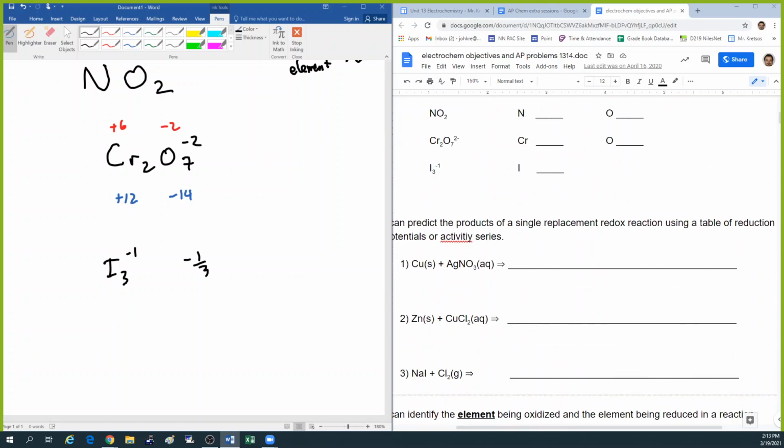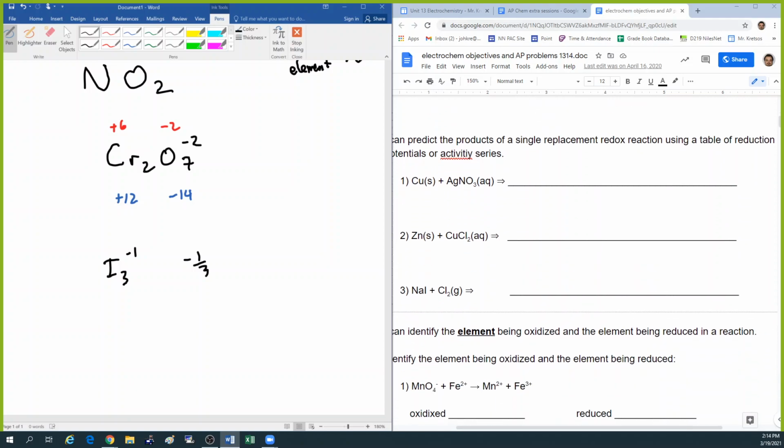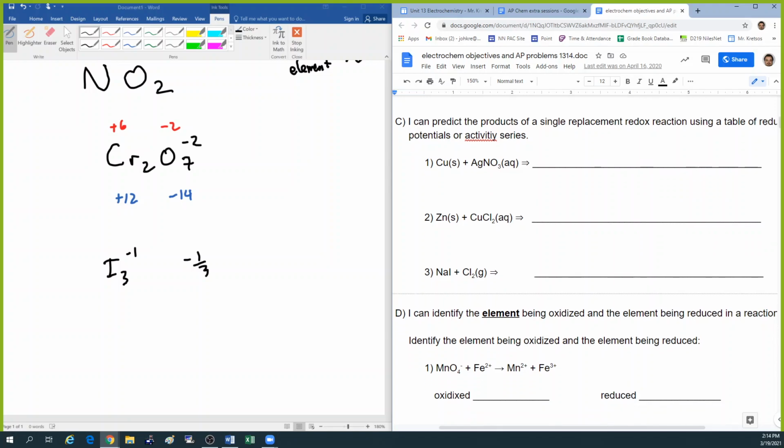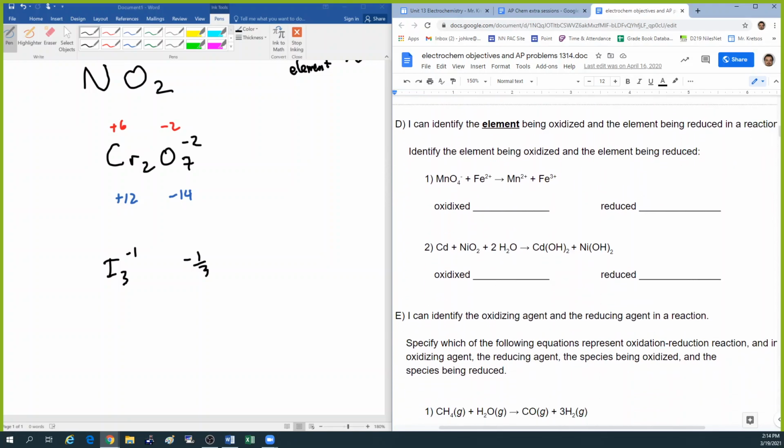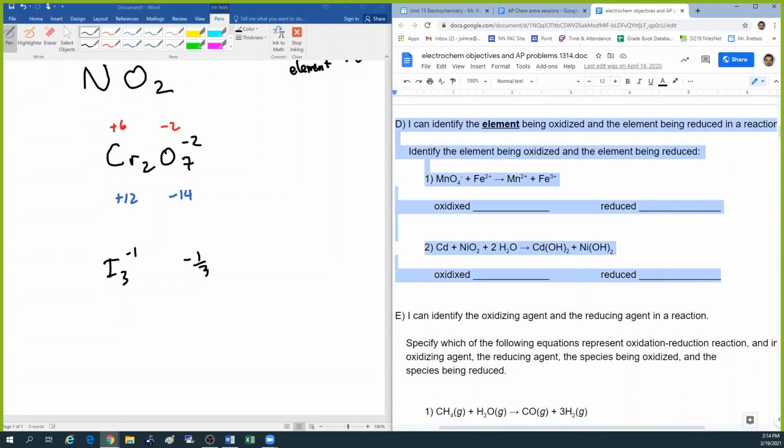Like I said, we're not going to worry about this until we come back after we do the reduction potential concepts after next time. So let's move on down here and see what we can do. I'm just going to copy this whole chunk over and work through it with y'all.